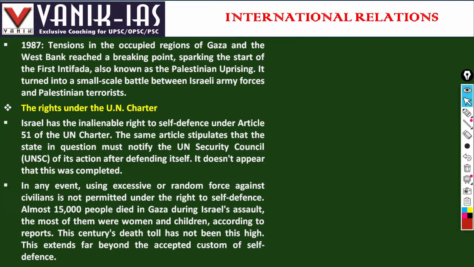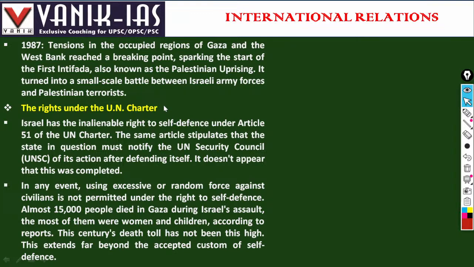In 1987, tension in the occupied region of Gaza and the West Bank reached a breaking point, sparking the start of the First Intifada, also known as the Palestinian Uprising. It turned into a small-scale battle between Israeli army forces and Palestinian terrorists.